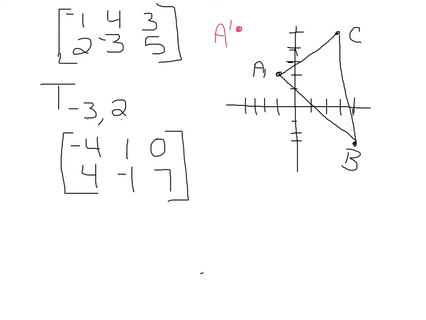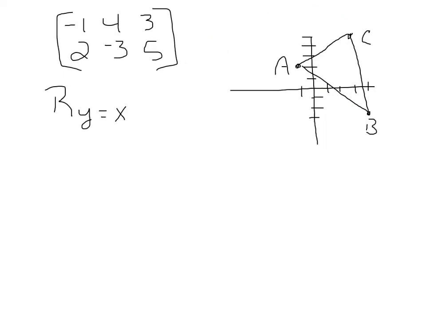1, -1. Left 3, up 2, yep, B prime. C is 0, 7. So I might not be able to, I'll just squeeze it up there. There you go. C prime. So it is the exact same triangle. We are just moving it to the left and up. T for translation.